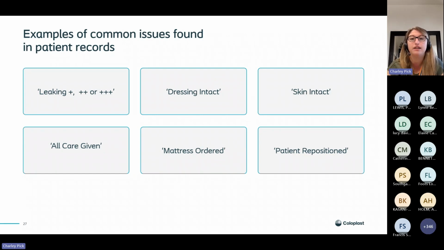Mattress ordered, brilliant, but what mattress is it? When was it ordered? What date? When are you expecting the delivery?